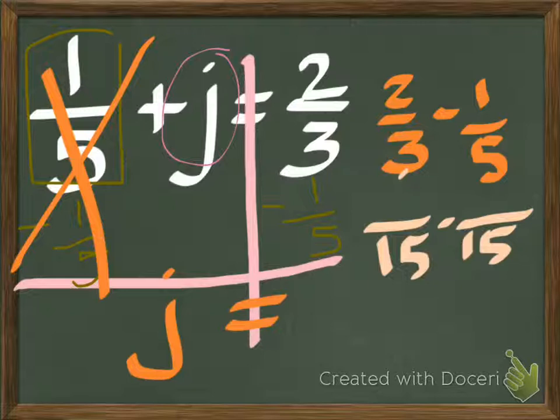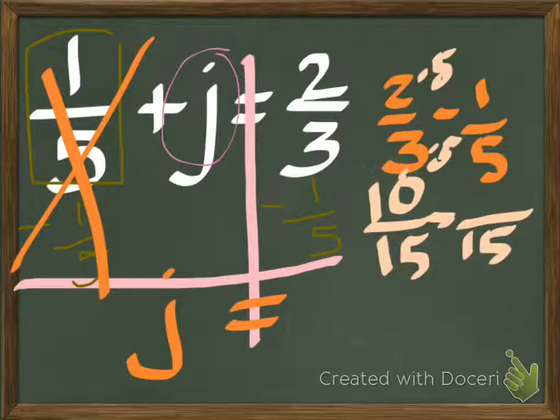So I need to change my 2/3 to 15ths. Well, to go from 3 to 15, I multiply times 5. So what I do to the bottom, I do to the top, and so that's going to be 10/15 minus, and then we're going to do the same thing. How do I go from 5 to 15? We multiply times 3. What I do to the bottom, I do to the top, and so we've got 3/15.